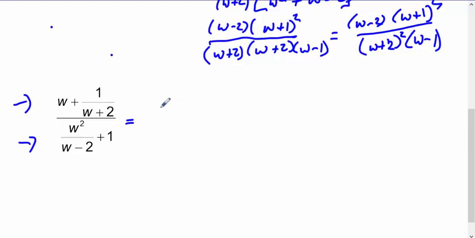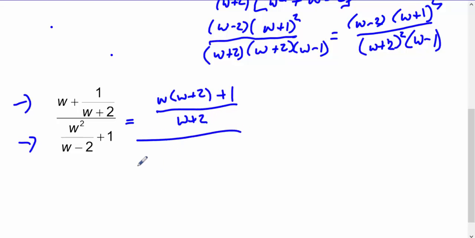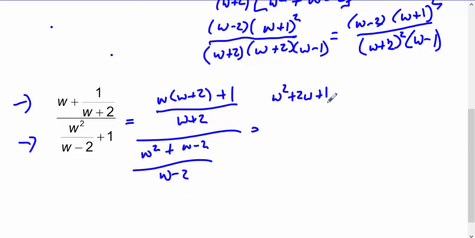So I see that I have a common denominator of w plus 2. So this goes to w times w plus 2 plus 1 all over an LCD of w plus 2. On the bottom, I know I have an LCD of w minus 2. So this is w squared plus w minus 2 over w minus 2. Holy cow, this is looking easier already. So then I've got w squared plus 2w plus 1 over w plus 2.